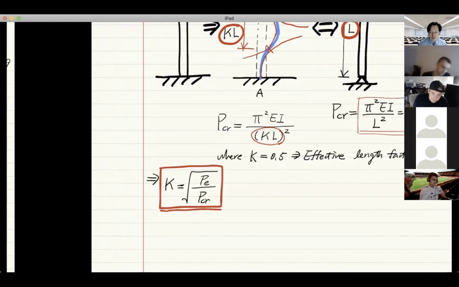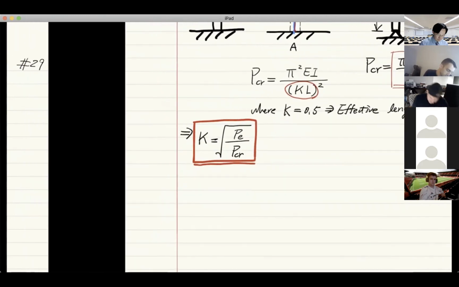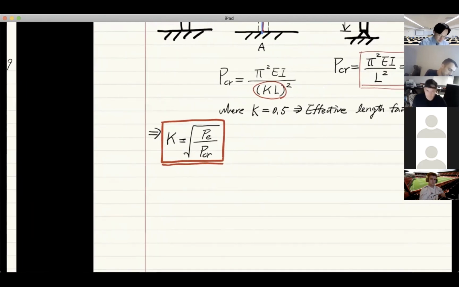That means even if you don't know the effective K, once you have found the critical load, you can use the critical load that you found to calculate the effective length factor of this problem. So this is from this definition.